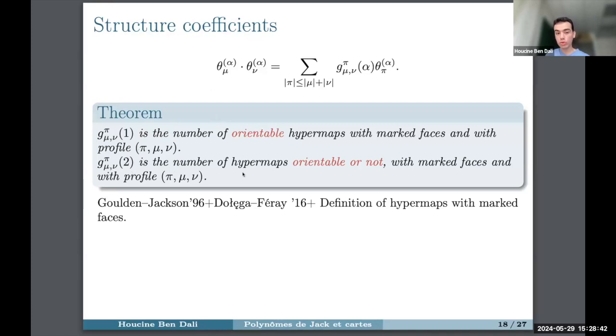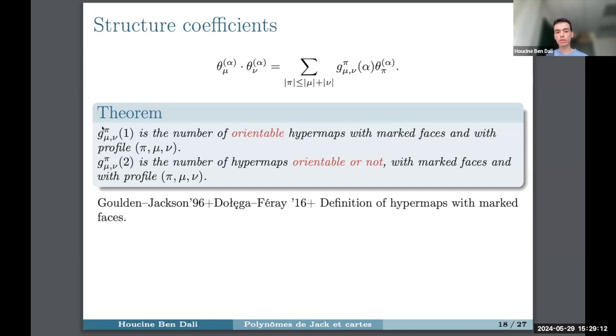And when alpha equals 2, it also gives the number of hypermaps, but this time orientable or not, with a marked face and the same profile pi, mu, and nu. If you remember from the talk of Victor, he talked about this Goulden-Jackson conjecture called the matching Jack conjecture. When the 3 partitions pi, mu, and nu have the same size, this corresponds to the coefficient C of the matching Jack conjecture.